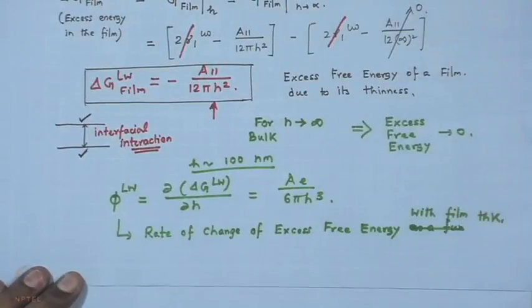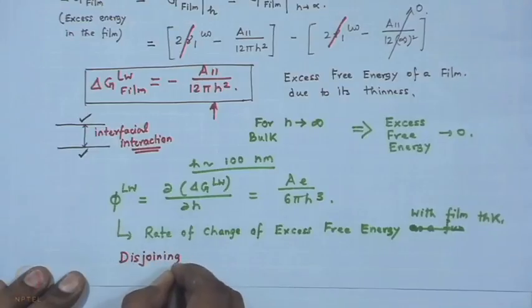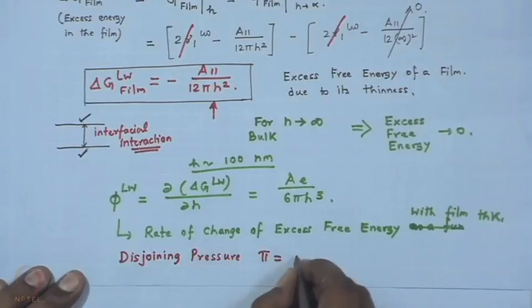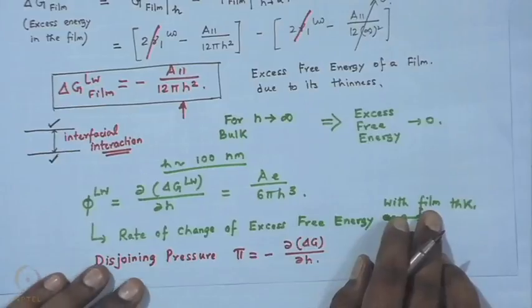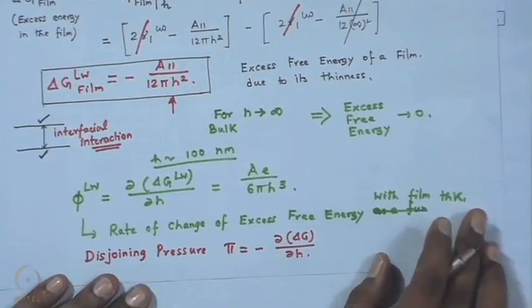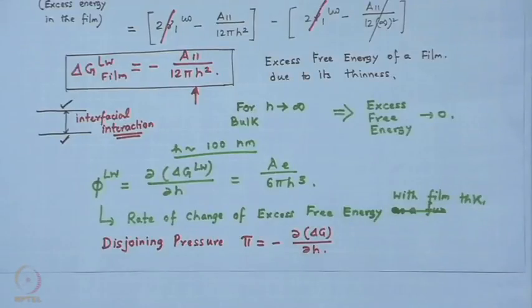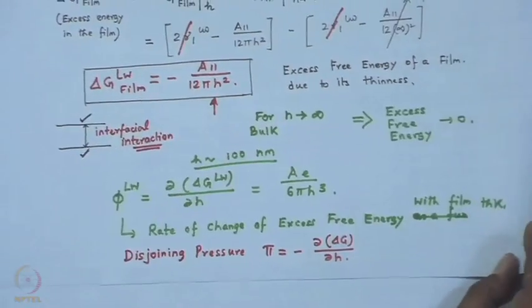We define the disjoining pressure pi as the negative of this term, the negative of the effective interface potential, which is known as the disjoining pressure. We will look into how a system gets affected based on the disjoining pressure when we talk about the stability of a thin film later. But let us continue our discussion with this self interaction.